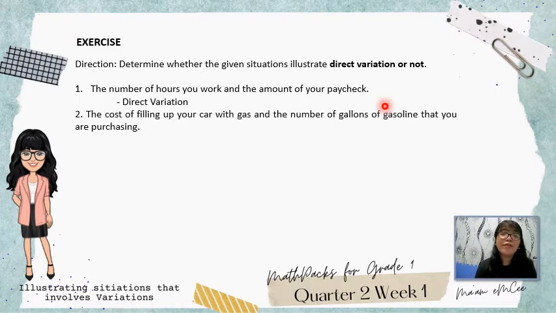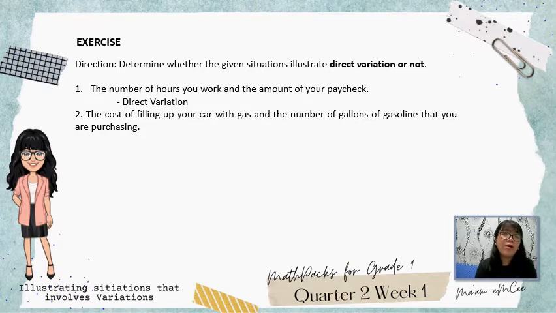Second, the cost of filling up your car with gas and the number of gallons of gasoline that you are purchasing. So is this a situation illustrating direct variation? What will happen if the cost of filling up your car with gas increases? Do you think the number of gallons of gasoline that you are purchasing also increases? Of course, it will increase.